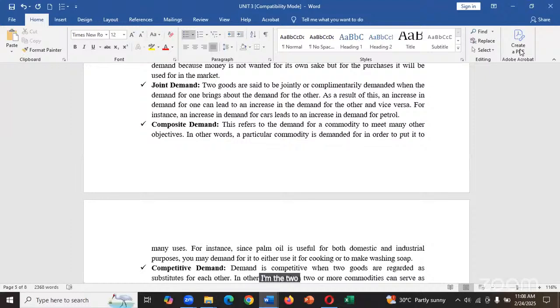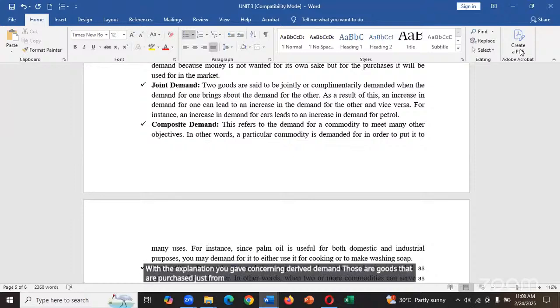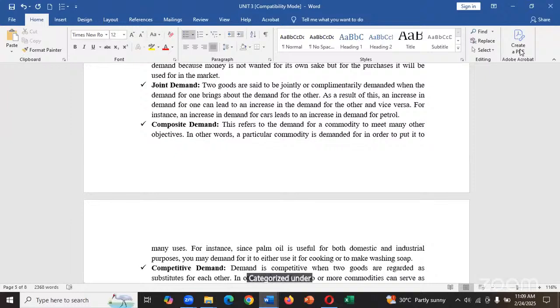With the explanation you gave concerning derived demand, that those are goods that are purchased just for the sake of what to be produced with, can we say that all goods are categorized under derived demand? Because, for example, a biro, we purchase it for the use of writing. So every good is categorized under derived demand? That's my question, ma'am.